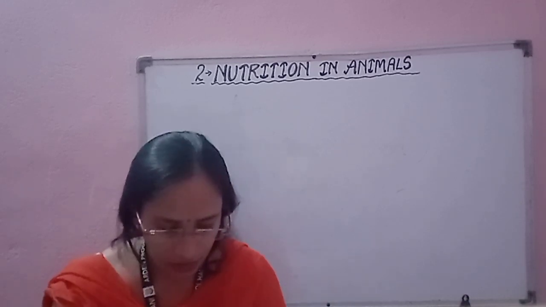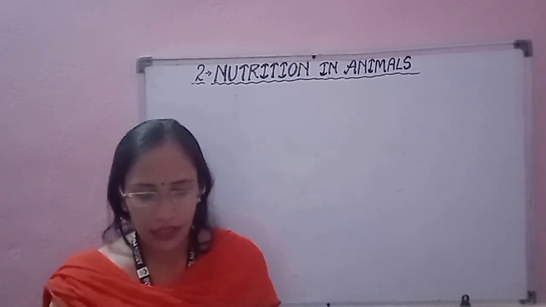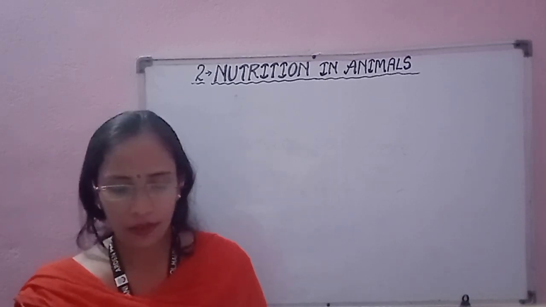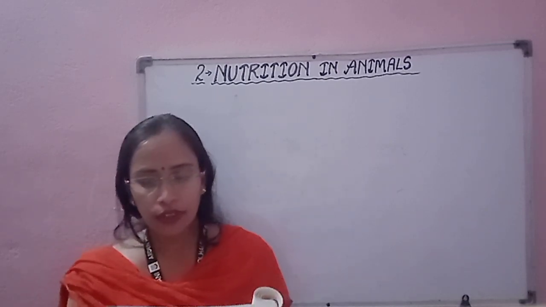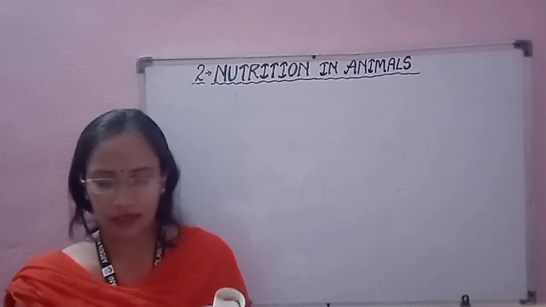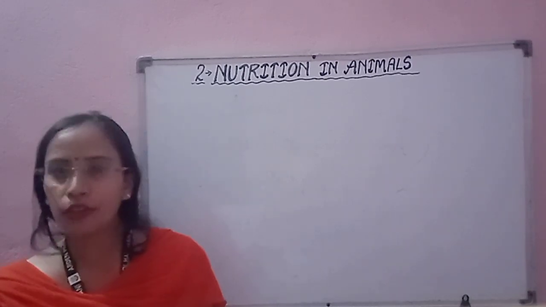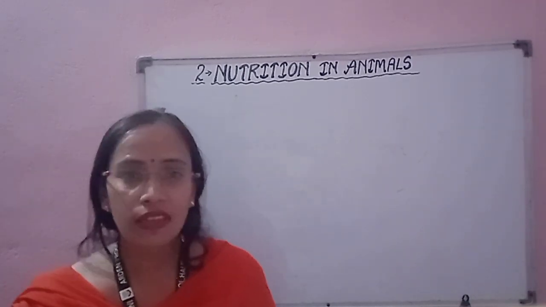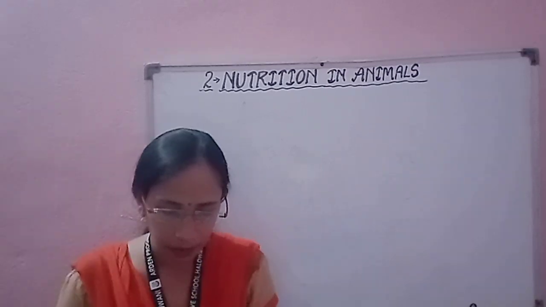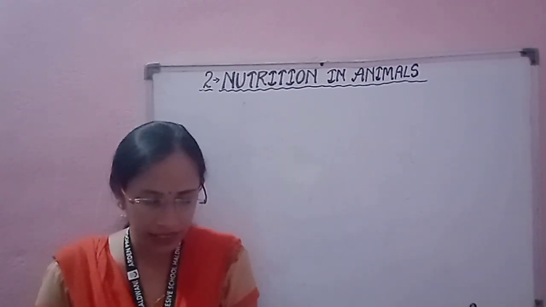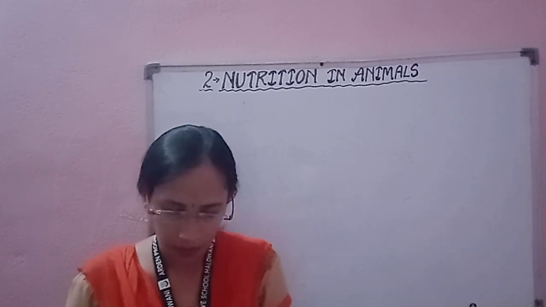Okay, so the next question is: where is the bile produced? Which component of food does it help to digest? So where is bile produced? Bile is produced in the liver and the bile juice is stored in a sac called the gall bladder.